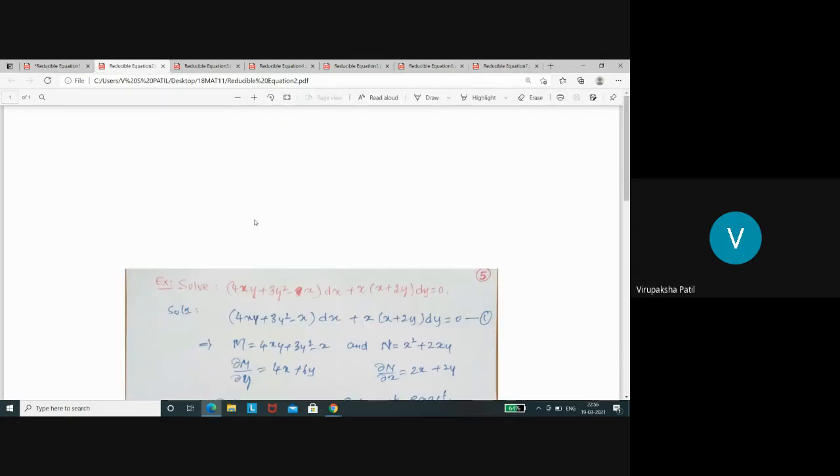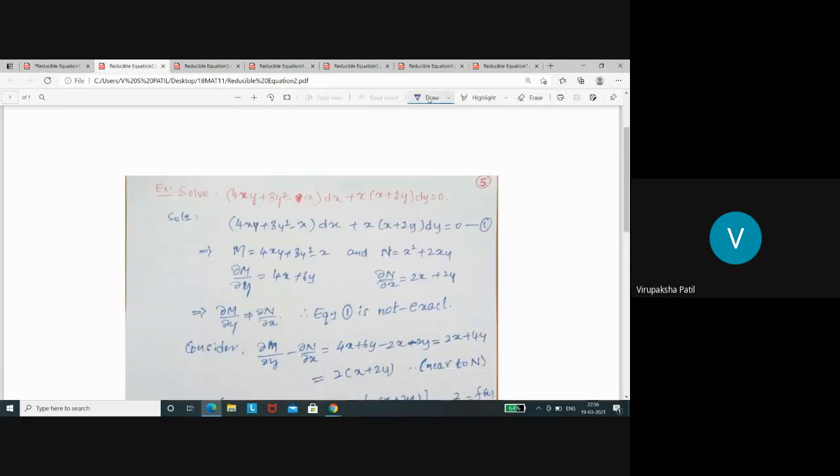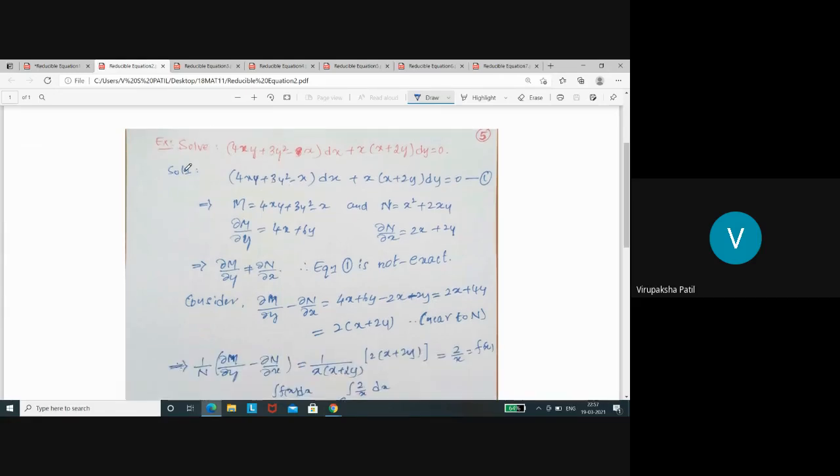Now we will take one example on equations reducible to exact forms. Example: solve the differential equation (4xy + 3y² − x) dx + x(x + 2y) dy = 0.